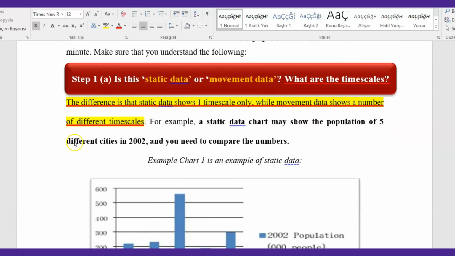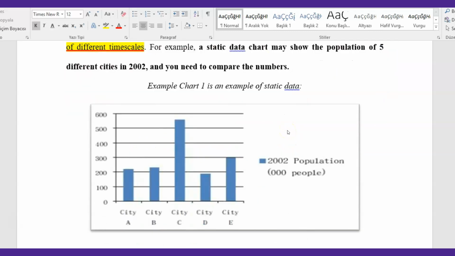Okay. The difference is that static data shows one time scale only, okay? Static data, we have only one time scale, for example, 2022 only, while movement data shows a number of different time scales, for example from 2002 to 2012, okay? For example, a static data chart may show the population of 5 different cities in 2022, and you need to compare the numbers.